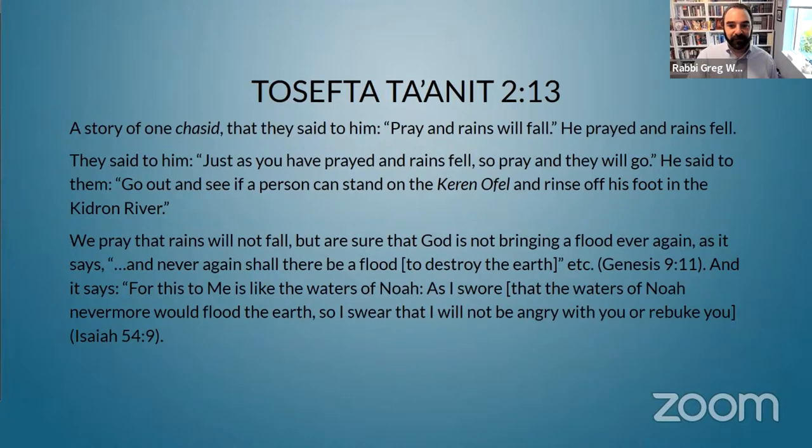Obviously, if there was this story as given to us in the Tosefta, and there was a story of a chassid, and they said to him, pray, and rains would fall, and he prayed, and rains didn't fall, we probably wouldn't have the story in the Tosefta in the first place. Because that's not an interesting story. Everybody else was doing it. But for whatever reason, in this story, the chassid is the guy who can bring God's will to the fore in ways that nobody else could.